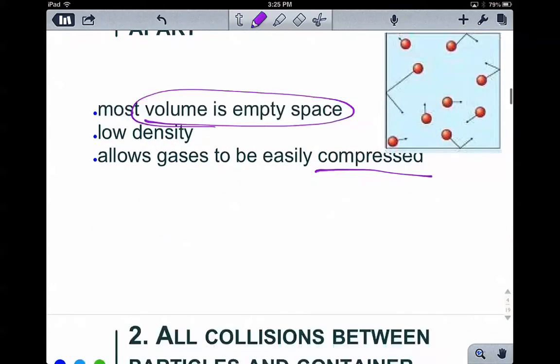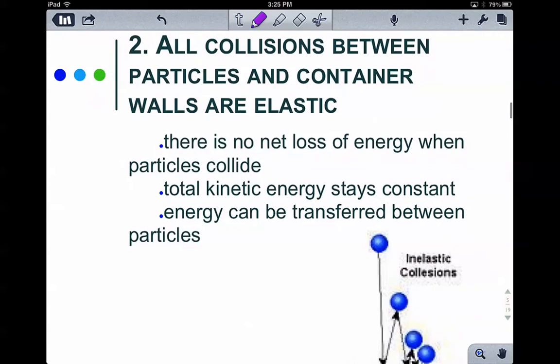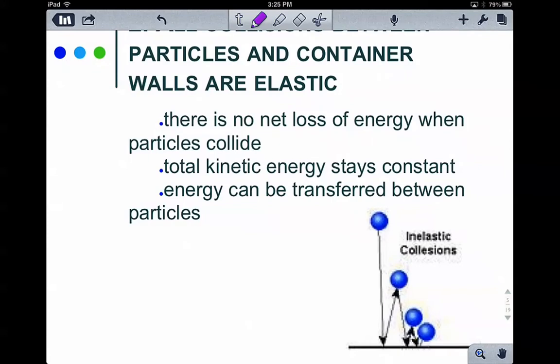And then the second one is that all of the collisions between particles and the container walls are what are called elastic collisions. And that's basically where, most of the time whenever you drop a ball on the ground, it'll bounce back up to about half the height. It depends on how bouncy the ball is. And then it just kind of keeps doing this until eventually it's not bouncing at all anymore.